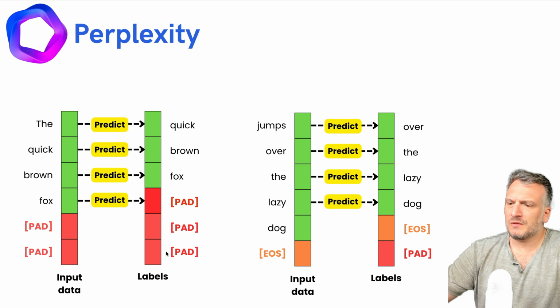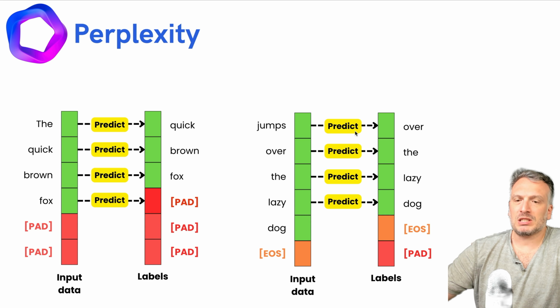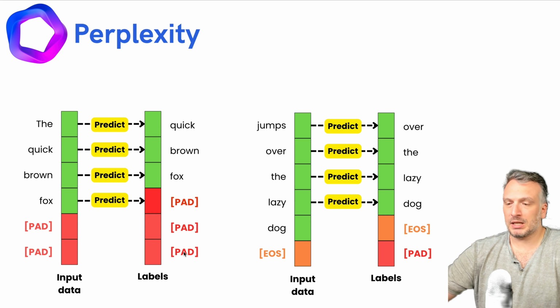So let's imagine that in a test set, we have this type of data. We have "the quick brown fox", and when it comes to the labels, it corresponds to "quick brown fox". We just shifted the tokens. And maybe we have another sequence, "jump over the lazy dog", and this corresponds to "over the lazy dog". And we have the end of sequence tokens and the padding tokens.